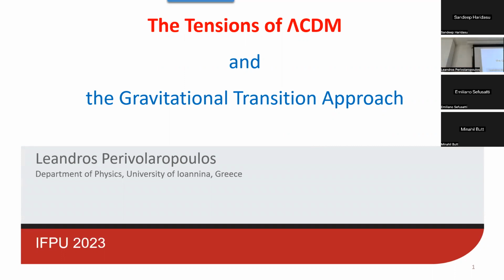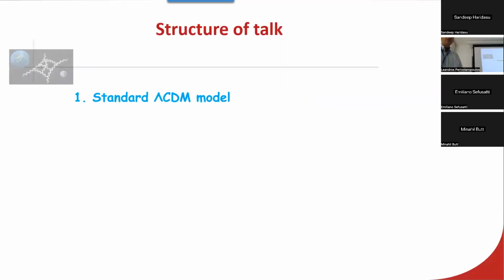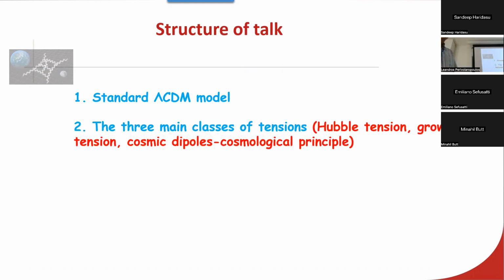So here is the structure of this talk. I will start by basically reviewing briefly the standard model, the basic equations that go there, the basic parameters, not all the parameters, but the basic parameters of the model, review what's a Friedman equation, etc.